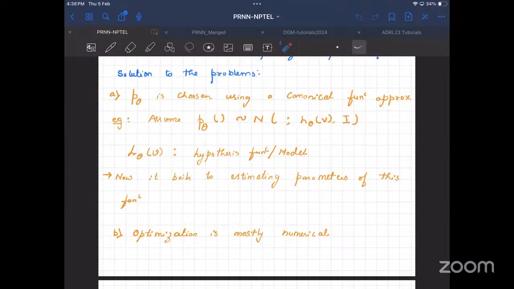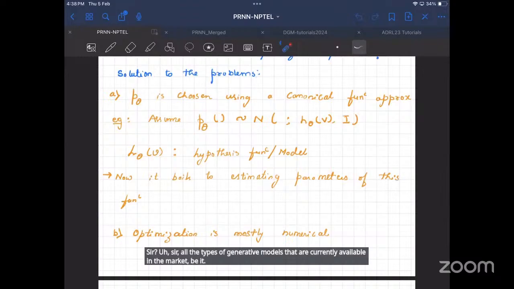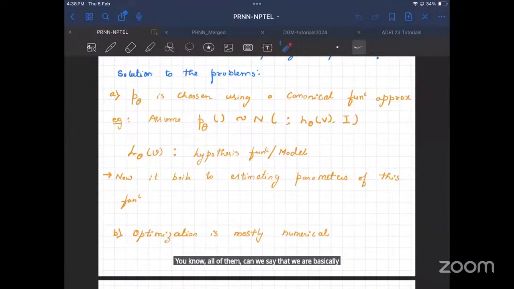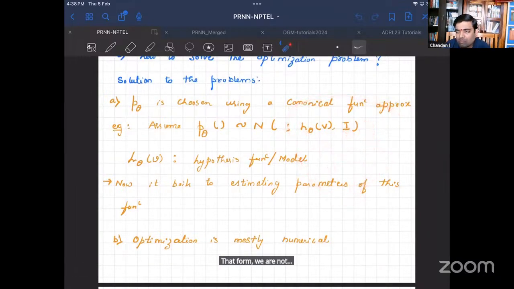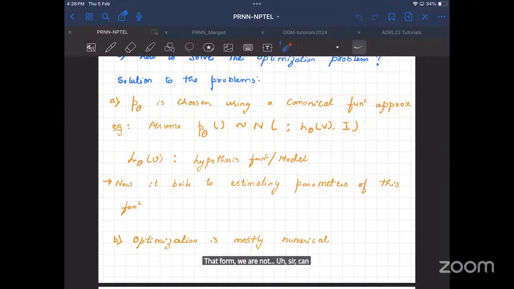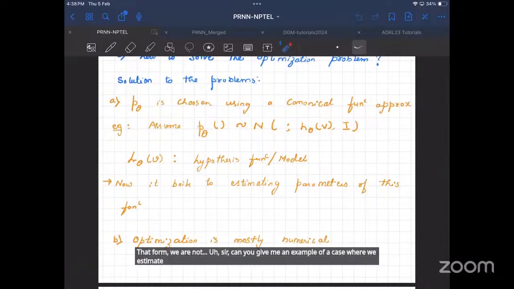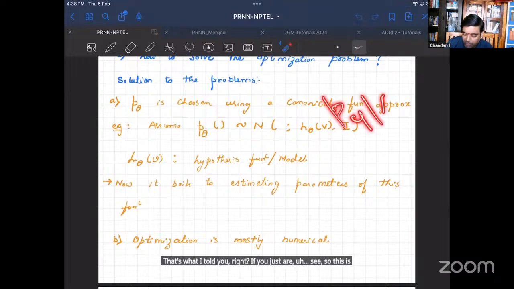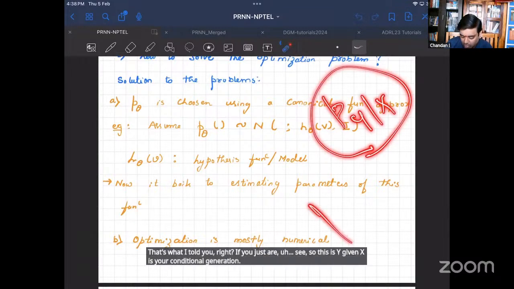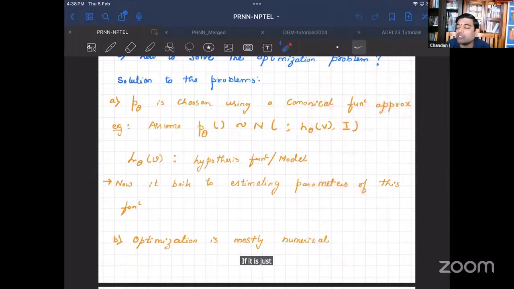Sir, all the types of generative models that are currently available in the market, be it conditional text generators or conditional image generators or video generators, in all of them, can we say that we are basically estimating P of y given x, that form? Yes. Sir, can you give me an example of a case where we estimate marginals specifically? That's what I told you, right? See, this y given x is your conditional generation. If it is just P of x, then it is marginal, no?